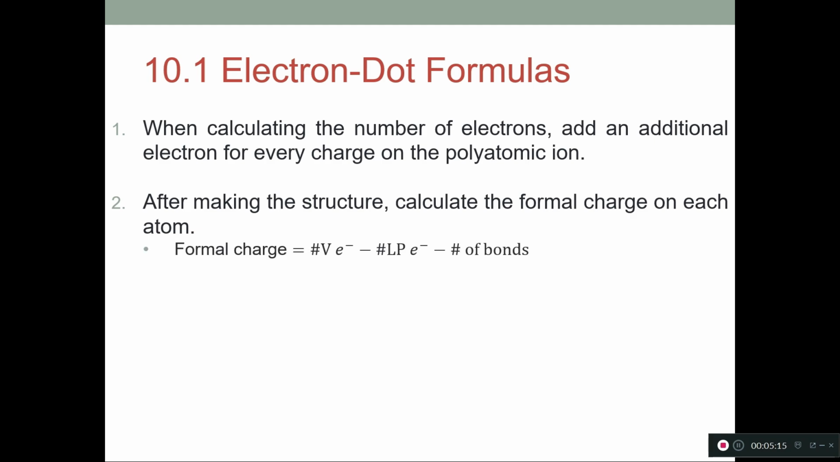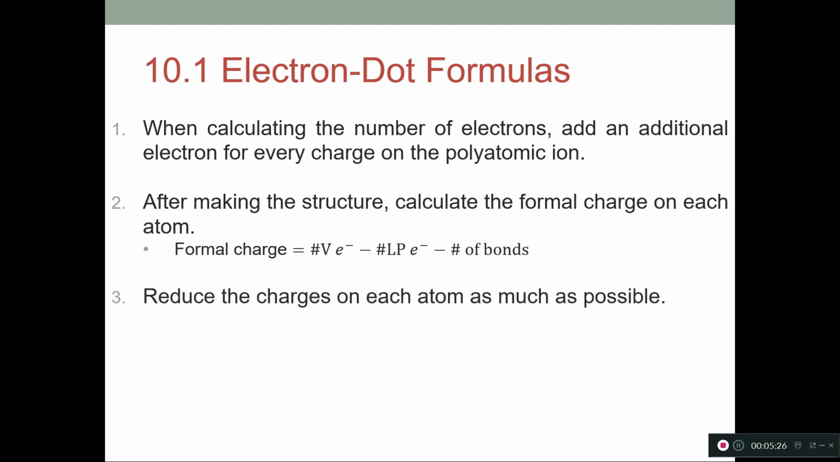So remember, formal charge is going to be equal to the number of valence electrons on the neutral atom minus the number of lone pair electrons minus the number of bonds. Then we also want to reduce the charges on each atom as much as possible. So after we calculate the formal charge, we'll find that a lot of the atoms have a charge. We want to reduce the charges as much as possible, so we want each atom to have as little charge as it can possibly have.